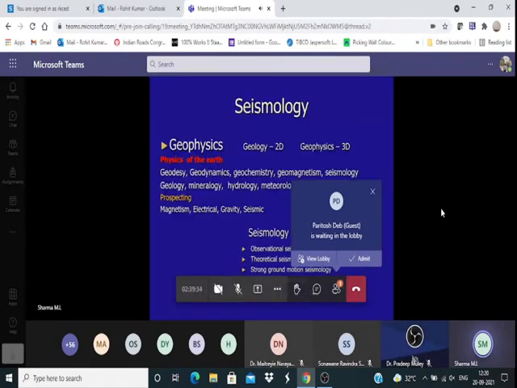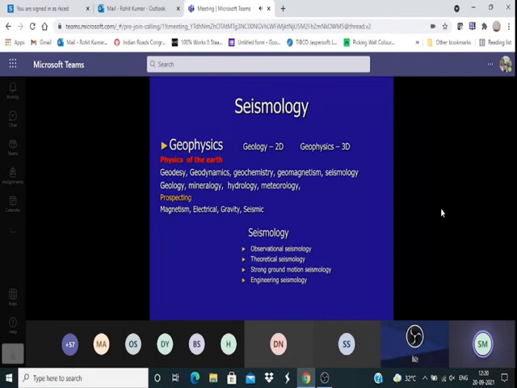The science which studies earthquakes is seismology. It's a branch of geophysics. Geophysics is nothing but the three-dimensional version of geology, because in geology you go to the two-dimensional version, and geophysics is the third dimension where you go deep inside the earth. If you see the physics of the earth, we can study it from geodesy, geodynamics, geochemistry, geomagnetism, and seismology, including geology, mineralogy, hydrology, meteorology. So there are so many things in the physics of the earth, including seismology.